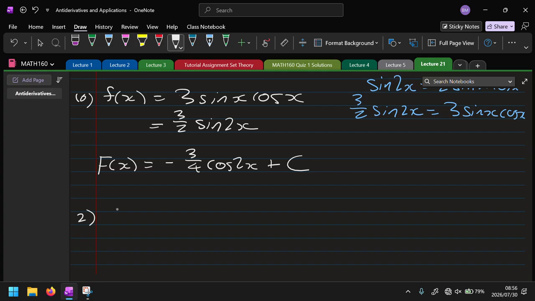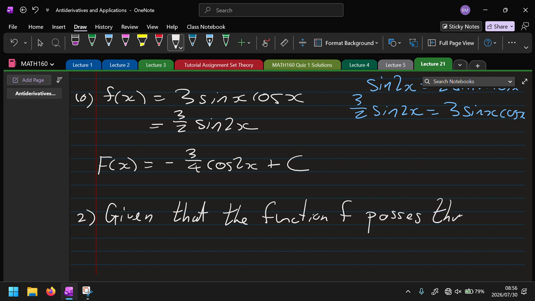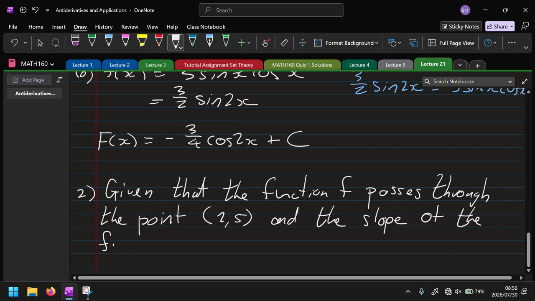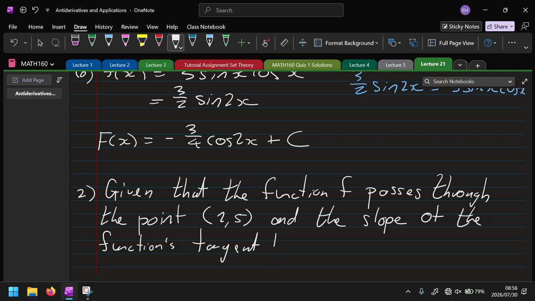Okay, so part 2. Okay, given that the function f passes through the points 2, 5, and the slope of the function's tangent line is 3 minus 4x. Okay.